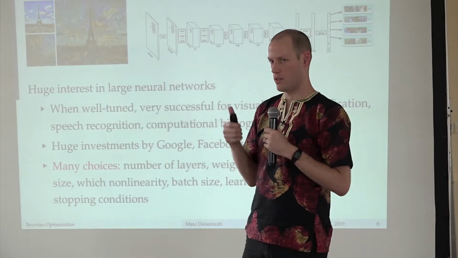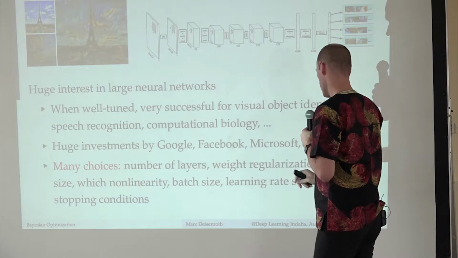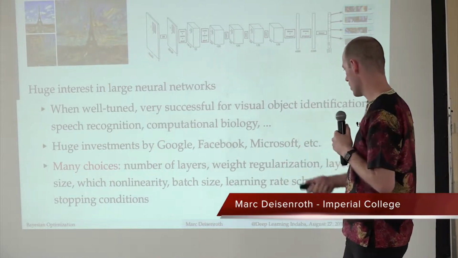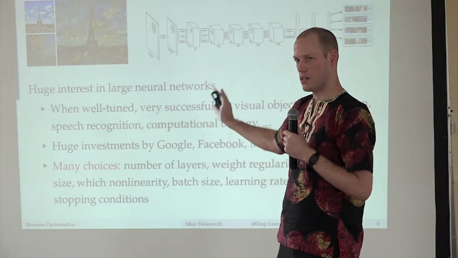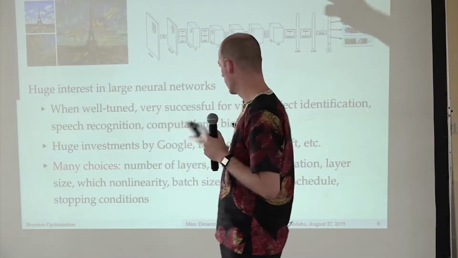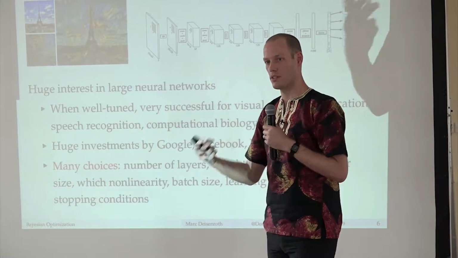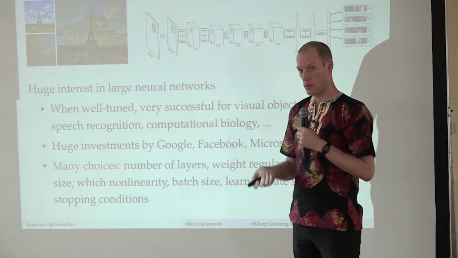But we have to make a lot of design choices: the number of layers, the width of the layers, whether to use weight regularization, what kind of nonlinearities we use, the batch size, the learning rate schedule, the stopping conditions. All these are problems that we need to think about. Many of them actually have nothing to do with the neural network itself, but a lot of them have to do with the optimization of the neural network parameters.